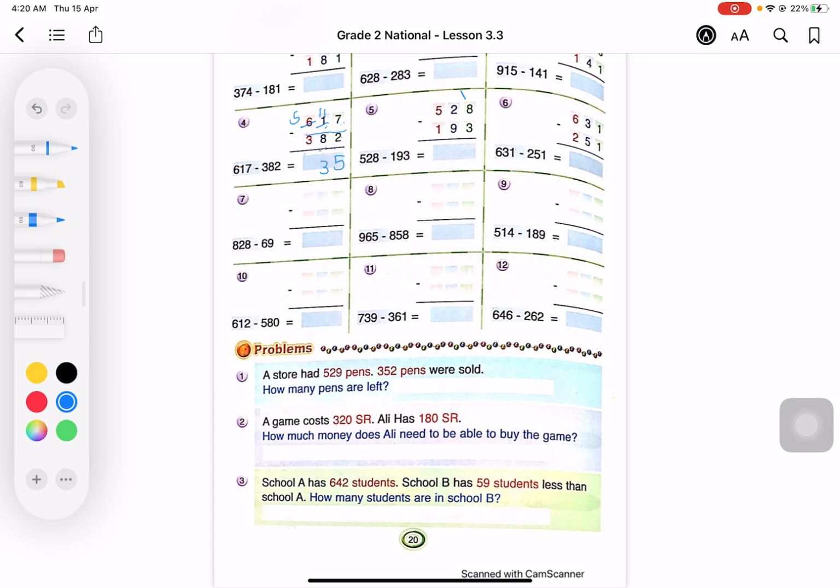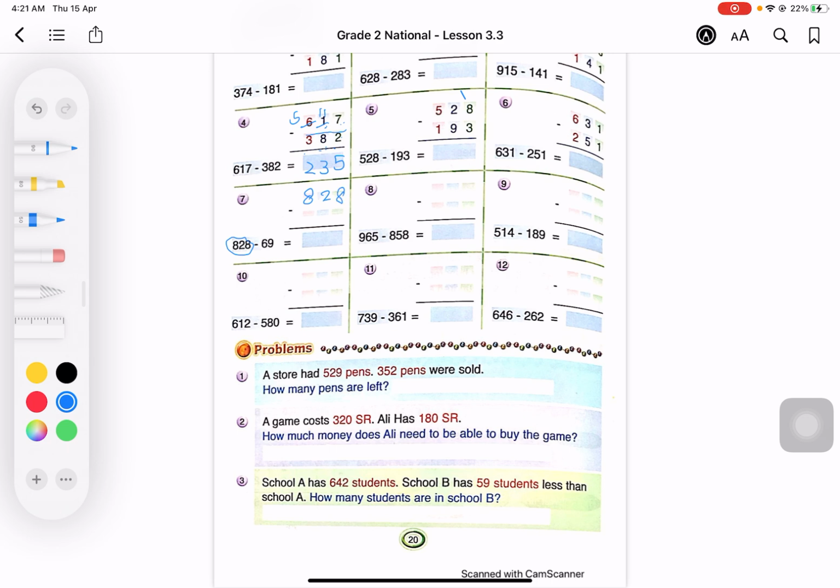5 minus 3, the answer is 2. So the difference between the two numbers is 235. Now, in questions 7 until 12, they wrote it for you horizontal, but they didn't align the numbers under each other vertical. When you are subtracting or adding, don't change the order, and start with this one, 828.